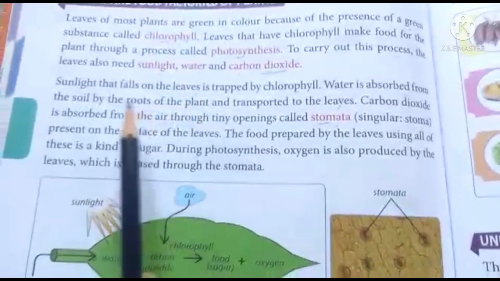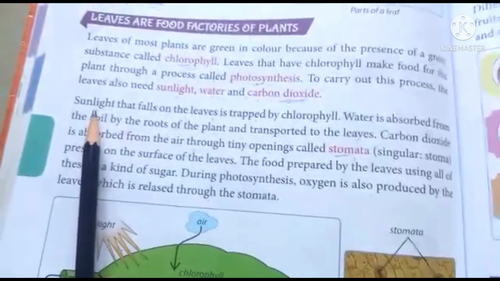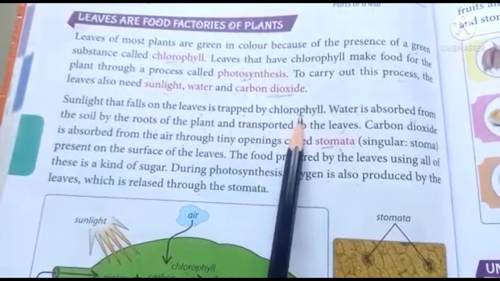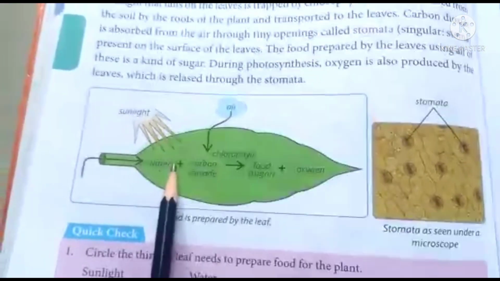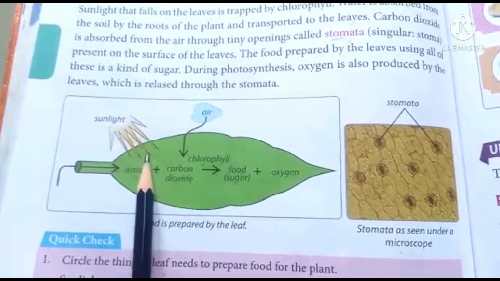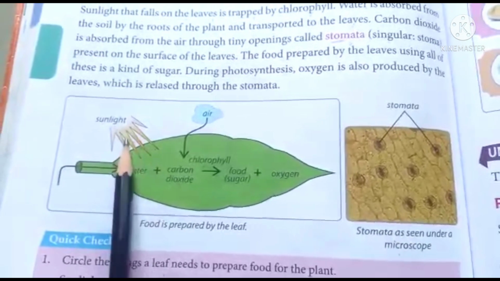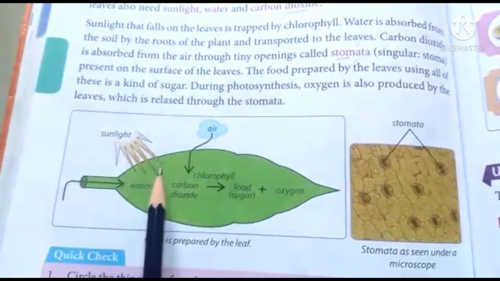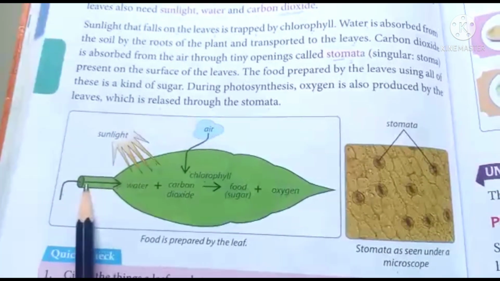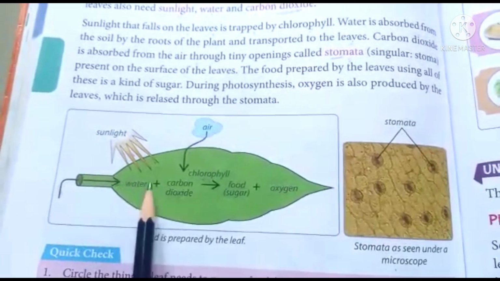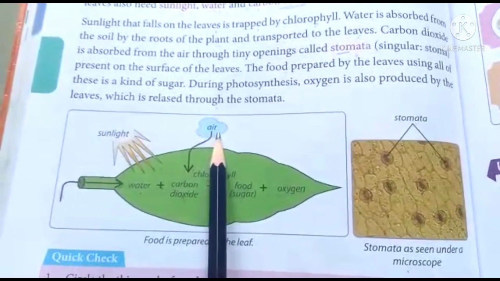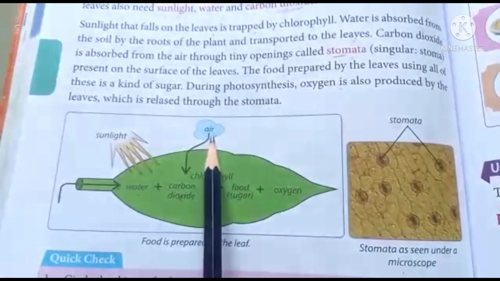Okay. Now how they prepare their food, we see here. Sunlight that falls on the leaves is trapped by chlorophyll. See here, the figure is given here. This is the sunlight. When the sunlight falls on the leaf, it is trapped. Okay. And water comes from the veins. These veins absorb water from the roots. And water plus carbon dioxide. Carbon dioxide is present in the air. Okay. Carbon dioxide is present in the air.